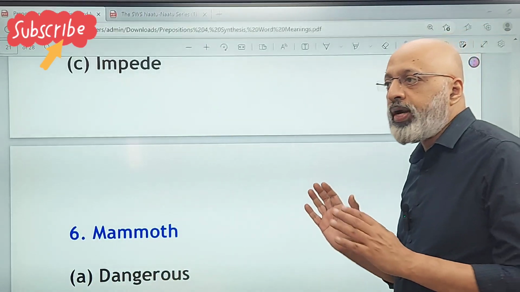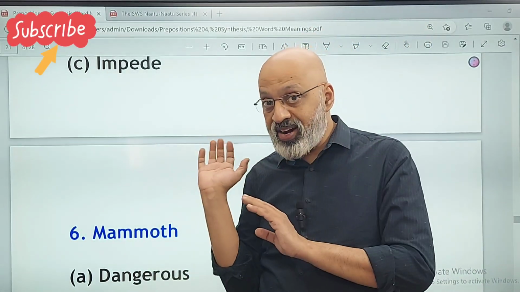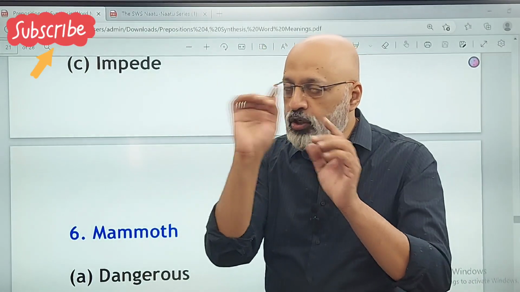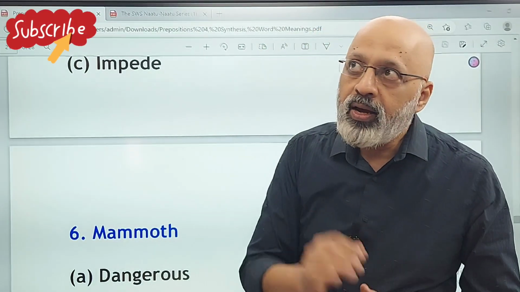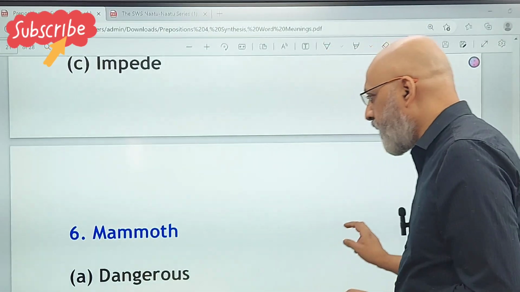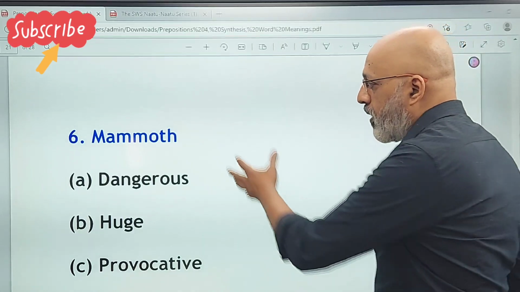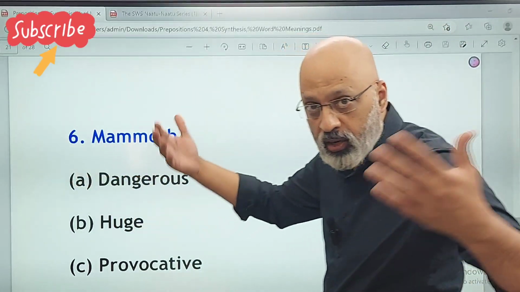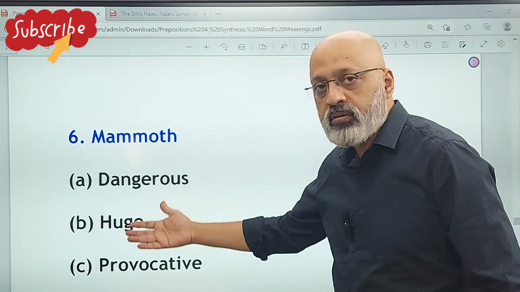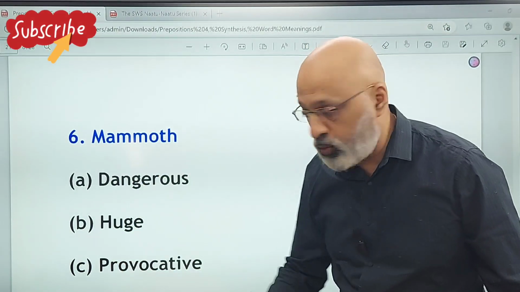Of course, the way to do it, you see the meaning in the passage and if you are not able to understand the word meaning, word passage में देके you can try to connect the dots, put 2 and 2 together and एक intelligent तुक्का लगा सकते हैं अगर बिल्कुल नहीं आता हो तो. Mammoth, dangerous, huge, provocative. Mammoth का मतलब विशाल, बड़ा, which is huge. A mammoth elephant can be dangerous. But the essential meaning is that it is huge.